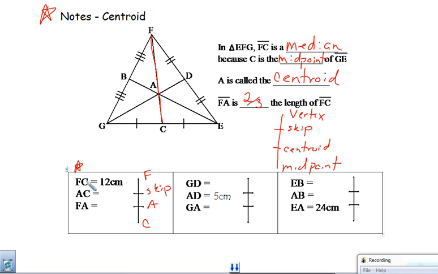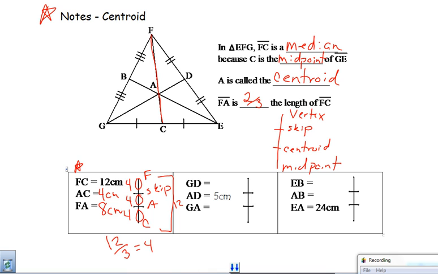So, F to C, in this case, the entire length of this guy is 12 centimeters. I'm not going to have quite enough room if I draw that there, so I'm going to draw it on the other side. So the entire thing is 12 centimeters, and the entire thing takes up 3 sections. To find out what one section is, I can do 12 divided by 3, which gives me 4. So I know each one of these sections is 4 centimeters. So from A to C is 4 centimeters, and from F to A is 2 of these, so 4 plus 4, which is 8 centimeters.